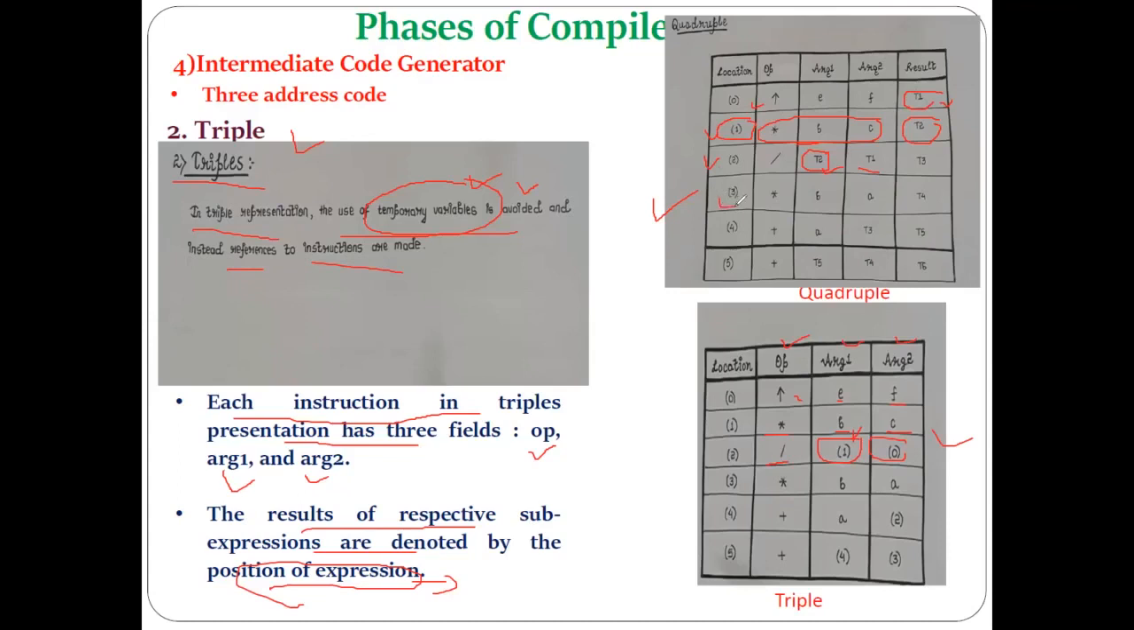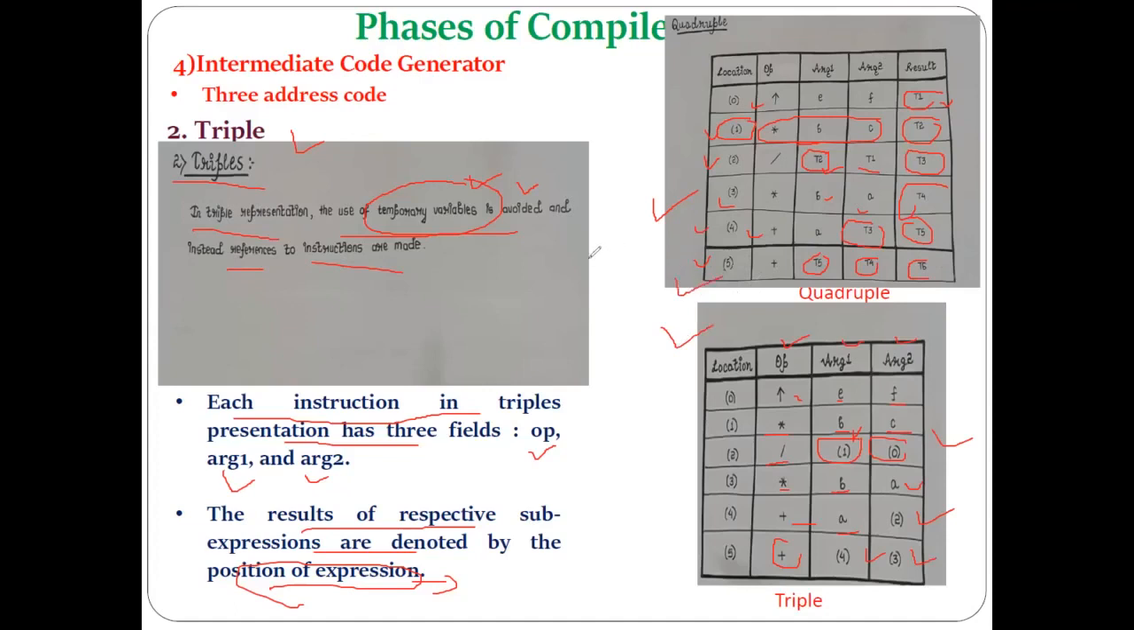Then for the next, multiplication operator, B as argument 1 and A as argument 2. Then for this, plus A, and here we will not write the temporary variable. Instead, we write the position number of temporary variable T3, that is 2. And for the last one, we add the plus, then instead of T5, we write the position number of T5, which is 4. And instead of T4, we write the position number of T4, that is 3. So this is nothing but the triple representation for this given quadruple.